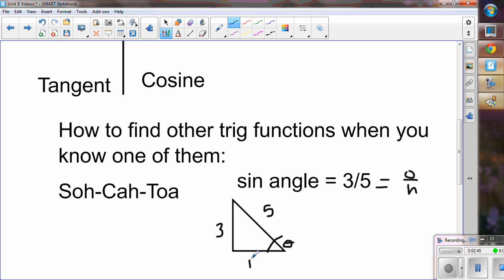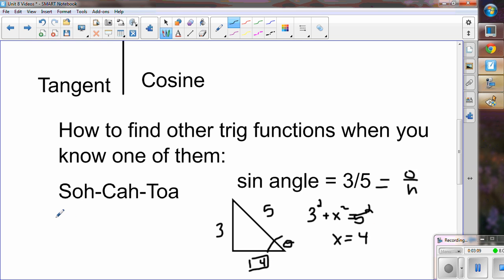Use the Pythagorean theorem to solve for this side down here. Some of you already know the answer to this, and I don't need to go through the Pythagorean theorem. Let's call this x. x squared plus 3 squared equals 5 squared. And when you solve this, you can go ahead and verify this yourself, you get that x is 4. So that means that this side is 4.